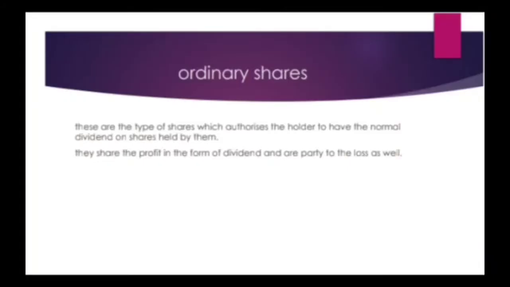So let's move to the types of shares. Number 1, ordinary shares. These are the types of shares which authorize the holder to have the normal dividend on shares held by them. Now what is dividend? We shall discuss it now. These type of shareholders share the profit in the form of dividend and are party to the loss as well. Means if the company suffers a loss, the ordinary shareholder will suffer the loss as well.